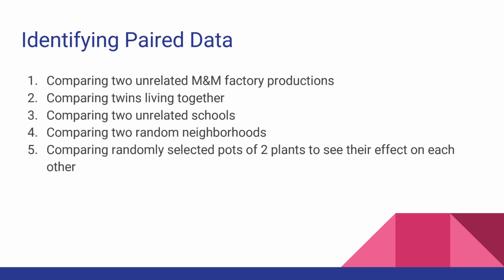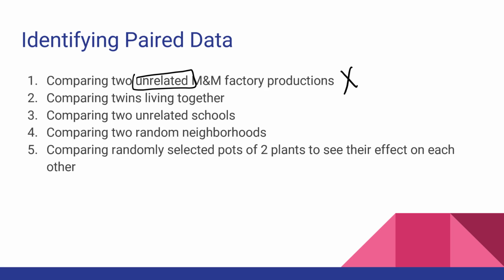So here I have some practice for how to identify paired data. Out of these 5, some of them are paired data and some of these are not. So looking at the first one, we have a scenario where we are comparing two unrelated M&M factory productions. So you see the word unrelated, and this should immediately set off an alarm bell that this probably isn't paired. So although these factories both produce M&Ms, we have no reason to believe that they're not independent of each other. So you only have paired data when the factory productions have some sort of association with each other.